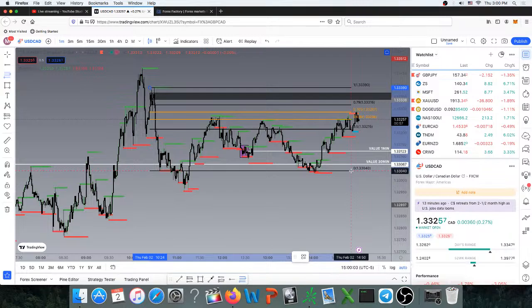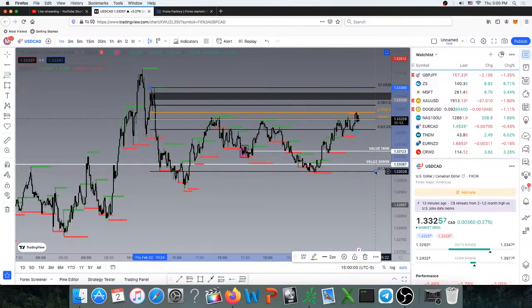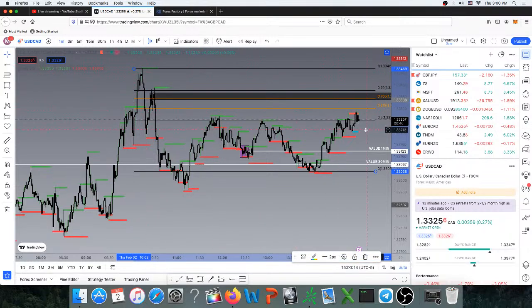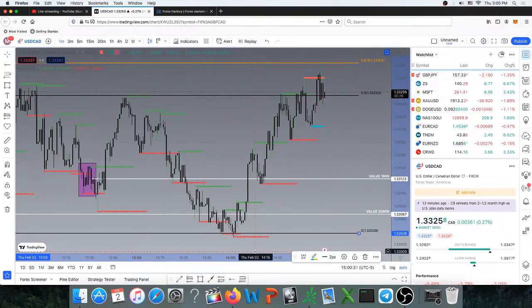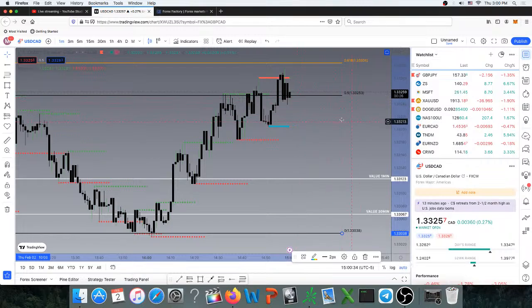Okay, broke structure there. Yeah, see, it came back to this retrace already, so we're using this here. It already hit the IMG fill. Took out liquidity. We're going to watch and see if it holds this 50% here. If we get a close below, we're going to take the trade and use this as our stop loss up here.